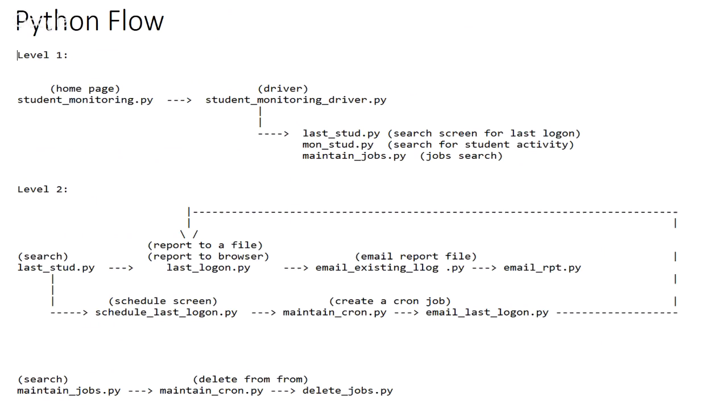I did write a Python flow because I started having lots of Python modules, and I needed to keep track of everything. As you can see, it's kind of interesting because for level 2, searching for the last logon for the student, it will produce a report to the browser as well as to a file. And if that report is to be emailed, then it will email the file. You can also schedule the last logon report, which will then schedule the job in cron, and then the job, when it's executed, will call the last logon report, access the file, and email the file.